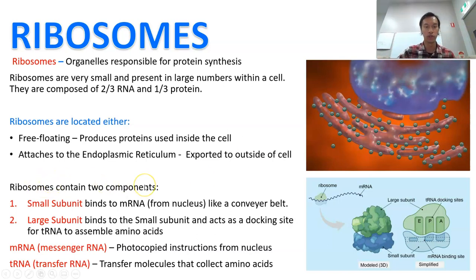Ribosomes contain two components. You've got your small subunit and your large subunit, right? The small subunit binds to mRNA from the nucleus, much like a conveyor belt.